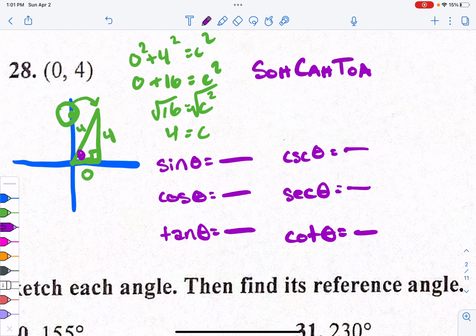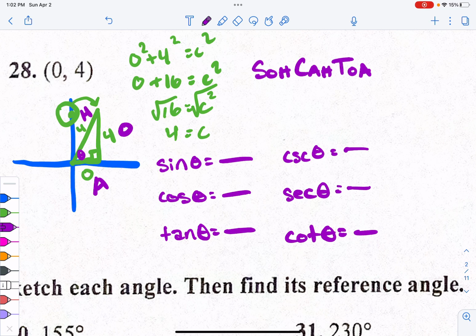No questions about it. They do ask for this stuff a lot on standardized testing and for ACT stuff. So if you are A-okay comfortable with this, you're going to be just awesome for the ACT stuff when they ask you things like this a few years from now, whenever you take the ACT. So if that's my theta, then my opposite, adjacent, and hypotenuse are going to be here.